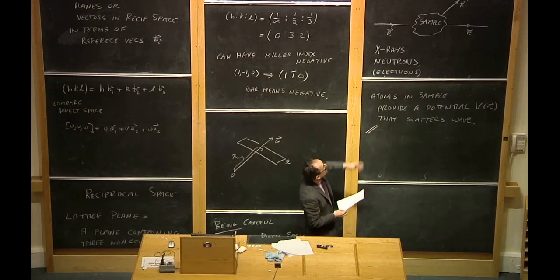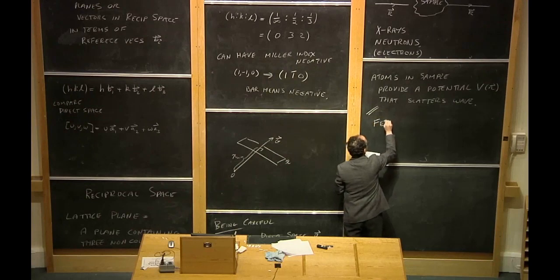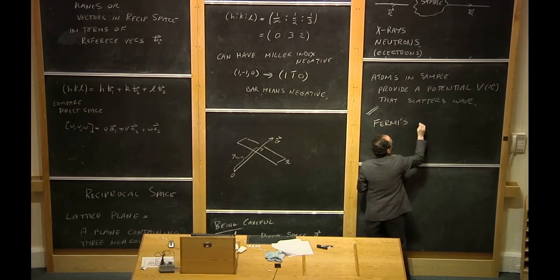So the way we're going to actually calculate how much gets scattered out at some wave vector k prime is to use Fermi's golden rule.